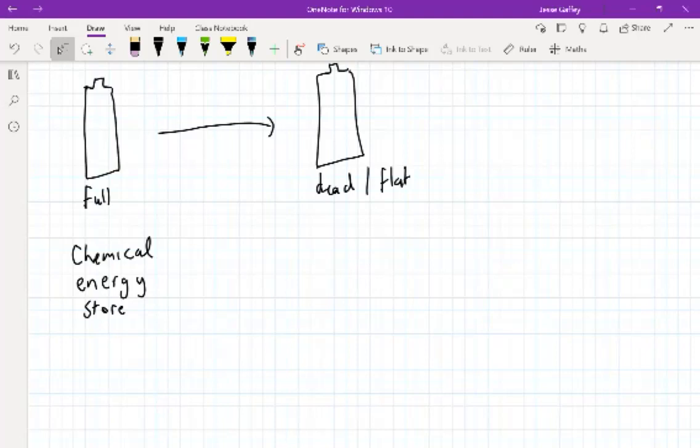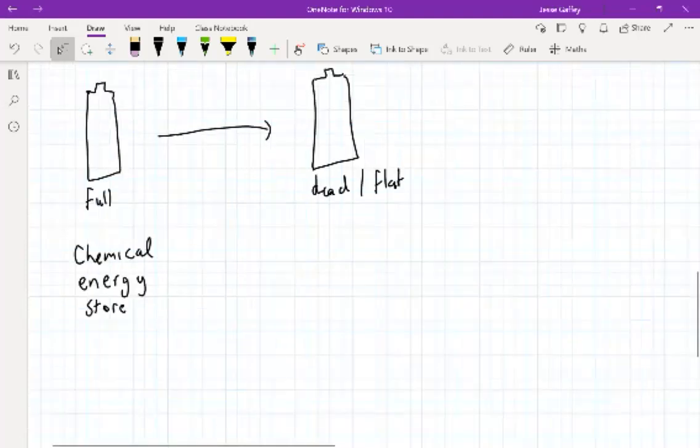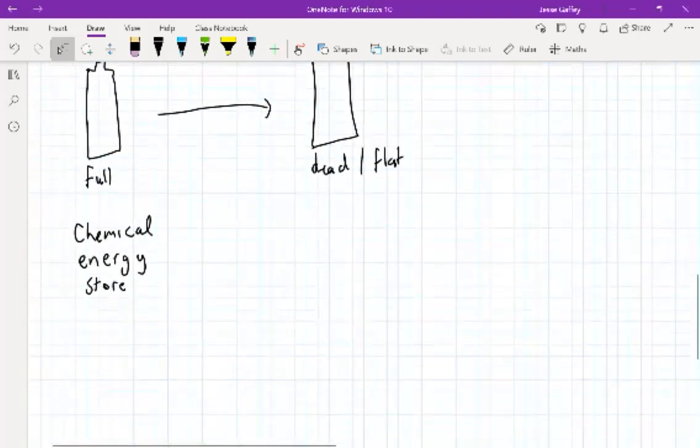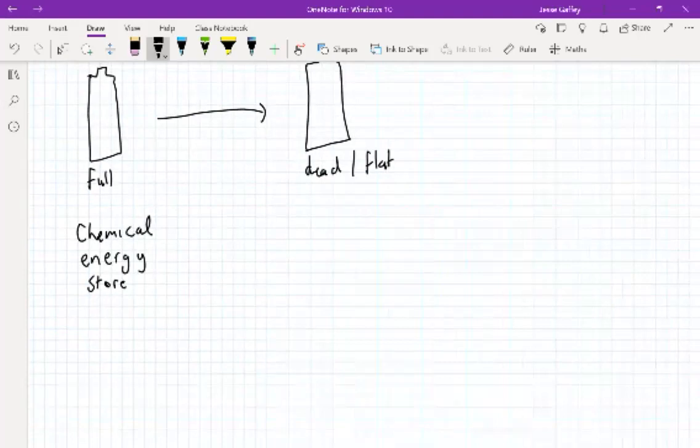So inside a battery, there are some chemical substances, and when they mix together, they can do chemical reactions and they can release energy. We talk about the chemical energy store. And in the full battery, the chemical energy store is absolutely full of energy.